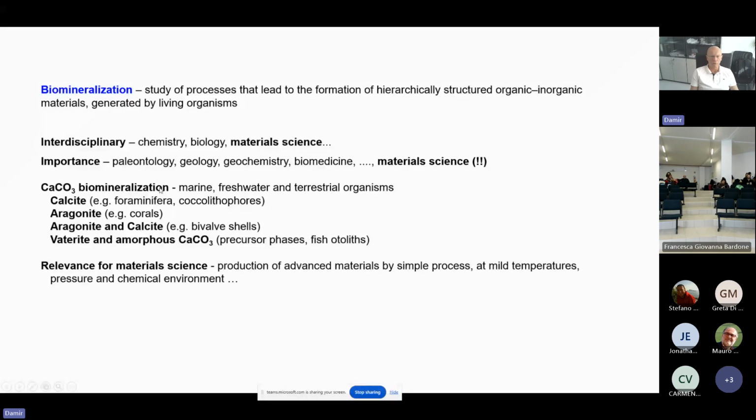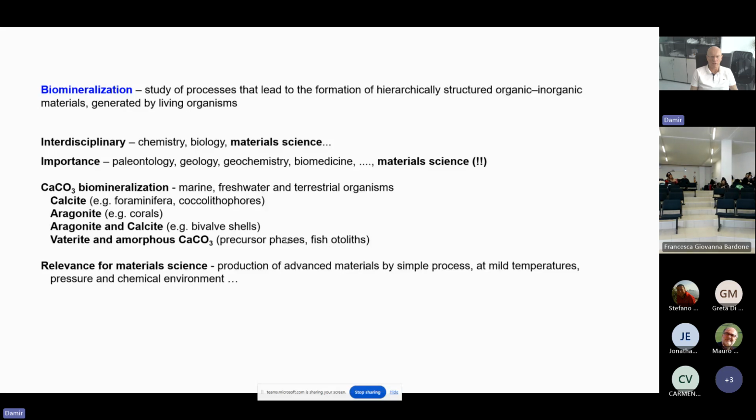Calcium carbonate biomineralization is related to marine, freshwater, and terrestrial organisms. Calcite is predominantly precipitated by foraminifera and coccolithophores, aragonite, of course, by corals, but a mixture of aragonite and calcite appears in bivalve shells, while vaterite and amorphous calcium carbonate are a bit more rare, at least by volume, but they very often form as a precursor phase, and vaterite also appears, particularly in fish otoliths.